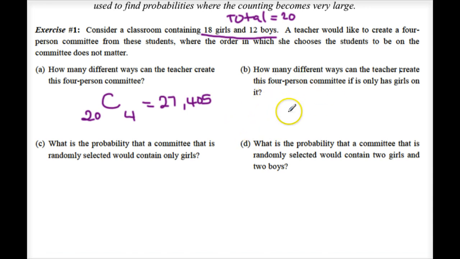Now part B said, how many different ways can the teacher create a 4-person committee if it only has girls? So now there are 18 girls and we need to choose 4, and this will give me 3,060.